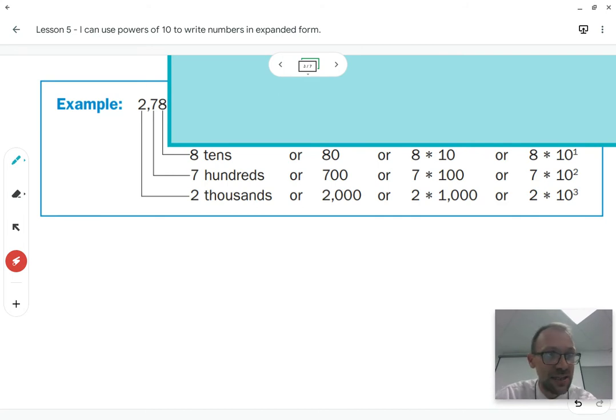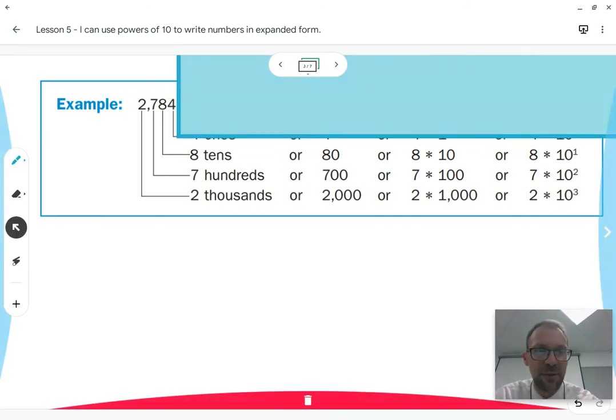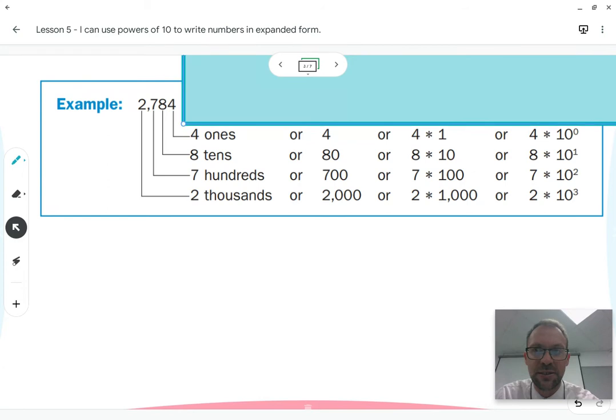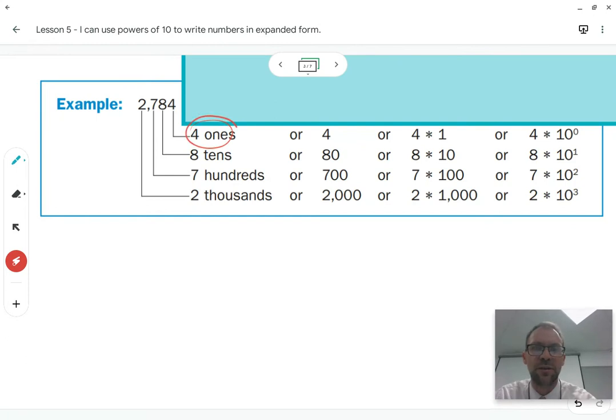And finally, and here is where we're just going to memorize something today, okay? Because I don't have time to teach you about 10 to the 0 power, but let's look. A 4 in the ones place can be 4 ones, or just 4, or 4 times 1, or 4 times 10 to the 0 power. Now you might be asking, how is 4 times 10 to the 0 power just 4?